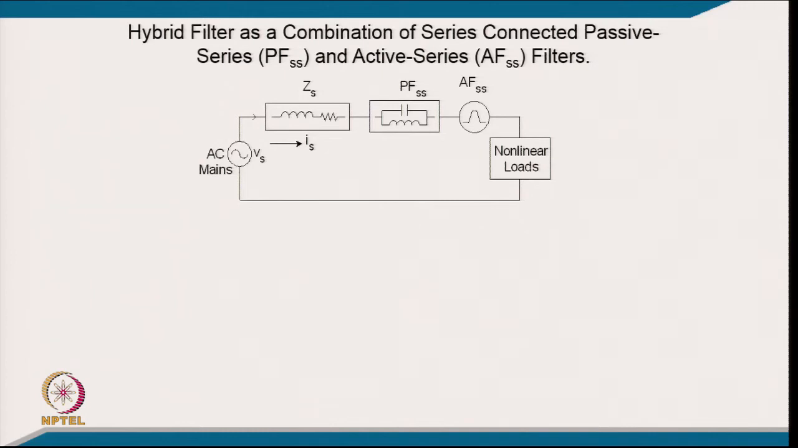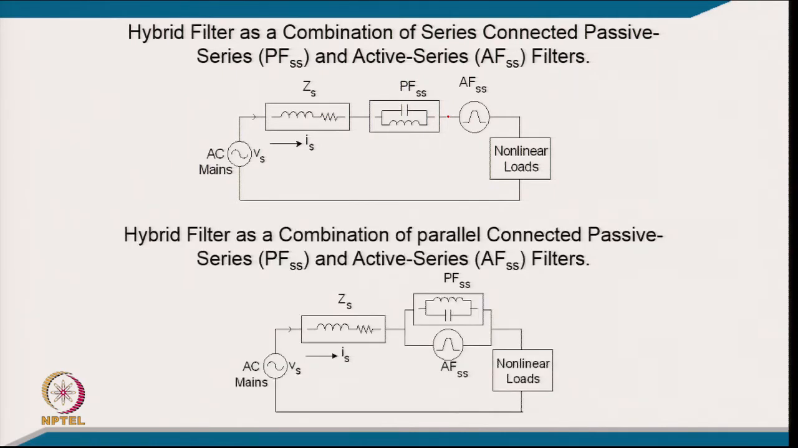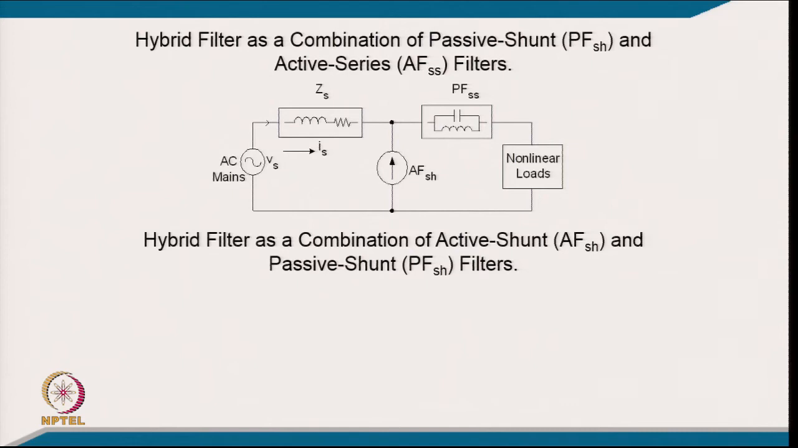Of course, they are used for reducing the rating, or you can use a passive series filter along with an active series filter to avoid the drawback of the passive series filter. Hardly 3 to 4%, 5% active series filter is needed, so that the major burden goes to the passive filter. Or you can have an active filter in parallel to the passive filter, I mean to take care of the control or to make the passive filter more effective.